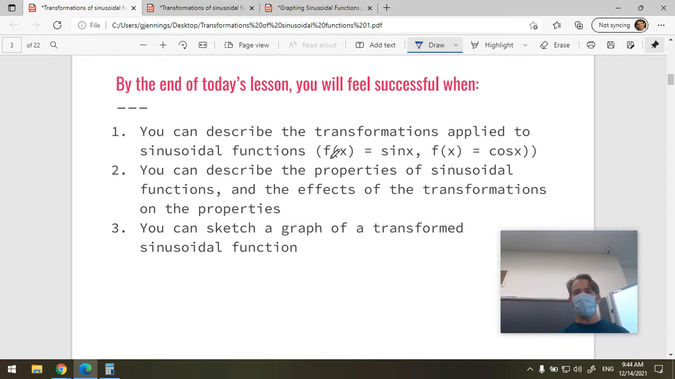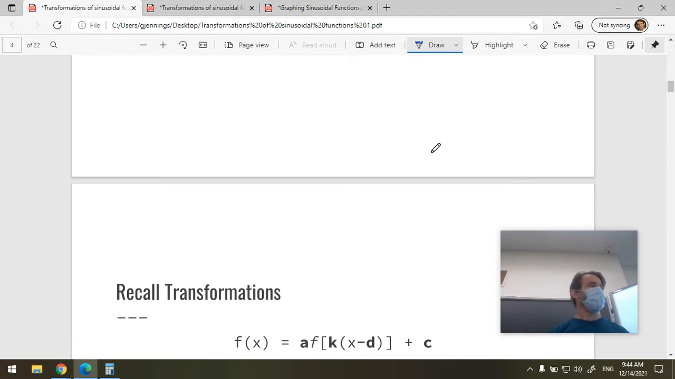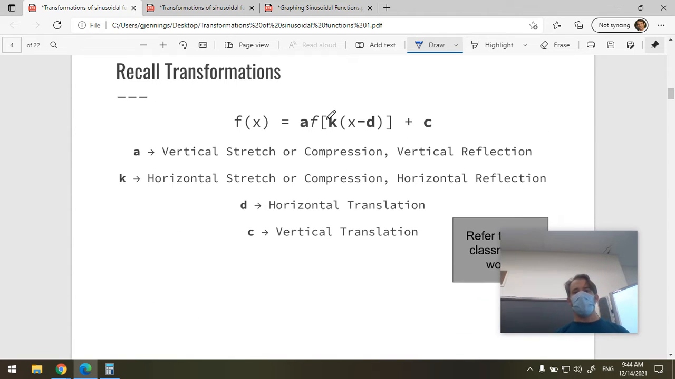We want to be able to use f of x is sine x or f of x is cos x and apply transformations to those and then graph the resulting functions. We would also like to be able to look at a function and say, I can predict what transformations I need to do to make the function look like that. So, sure thing. We remember that this is where we see our transformations.